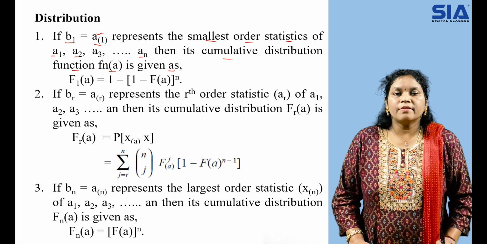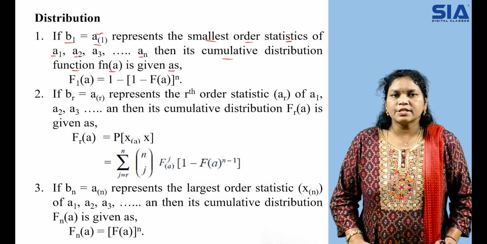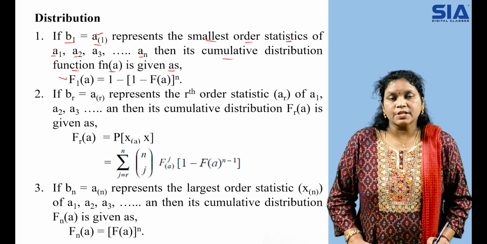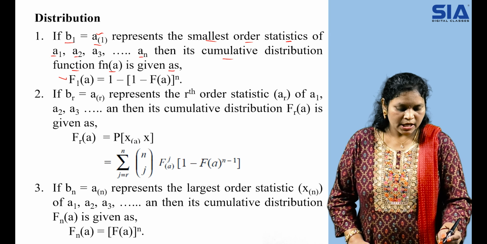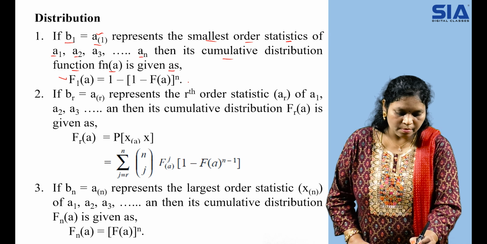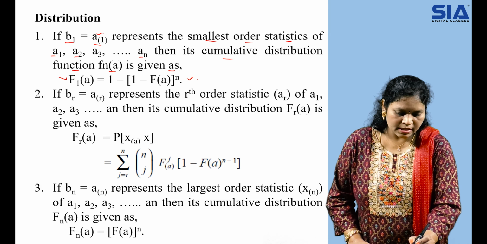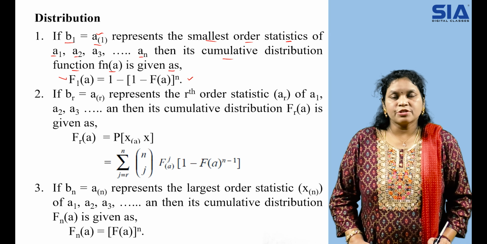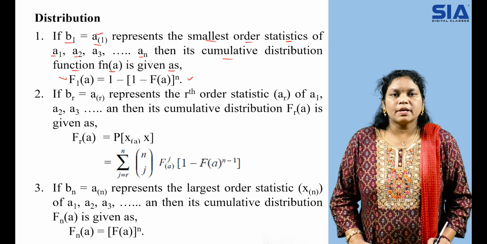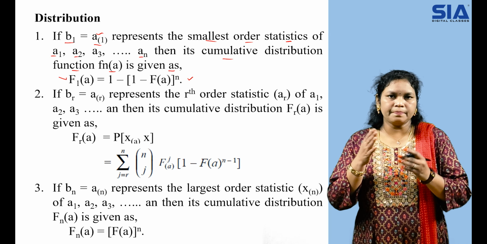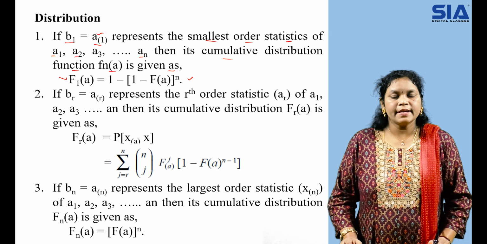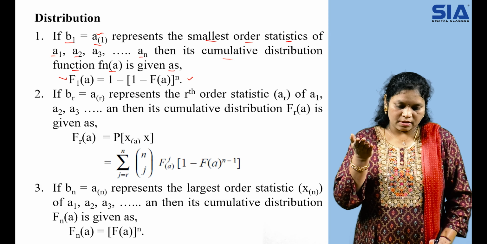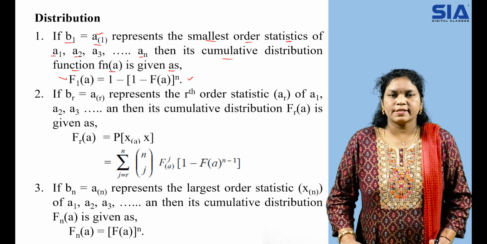So how can we represent it in distribution? Let us check the formula. This is the formula F1 of A, because we are considering the first order statistic. So F1 of A is equal to 1 minus (1 minus F of A) to the whole power of n, because our function is F of A, and we do 1 minus because every time lesser values will be considered, right? So this becomes the formula for B1, that is the distribution for the smallest order statistic.